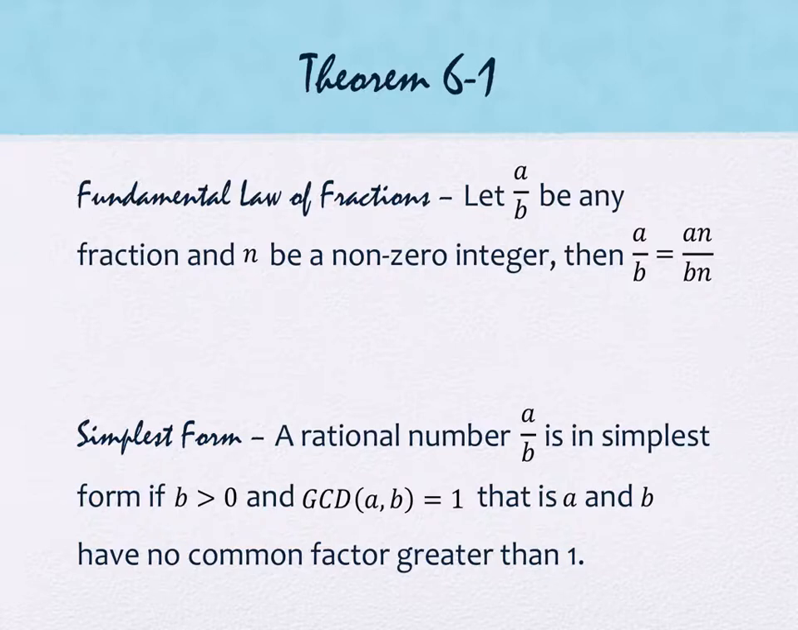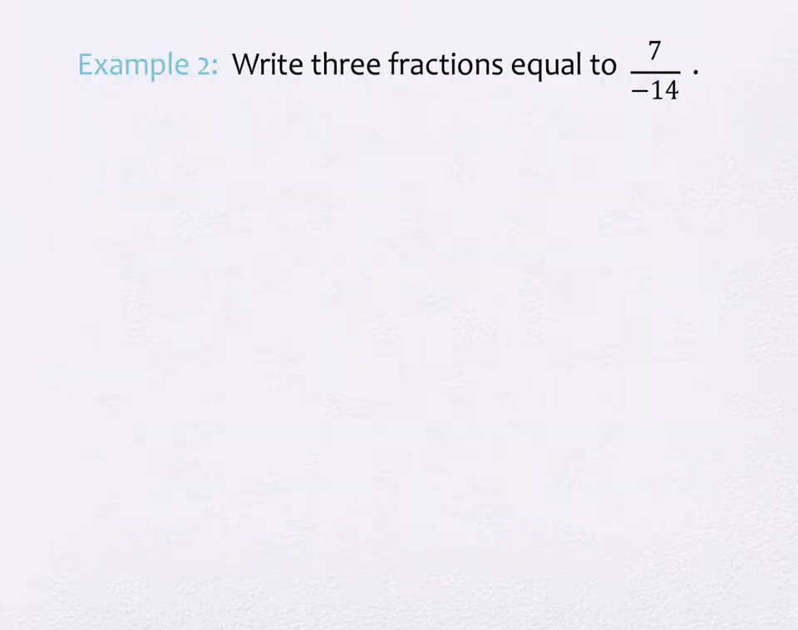Okay. All right, so the place we're going to start here is to take this fraction, 7 over negative 14, and we're going to write 3 fractions equal to this. How many fractions are equal to this?